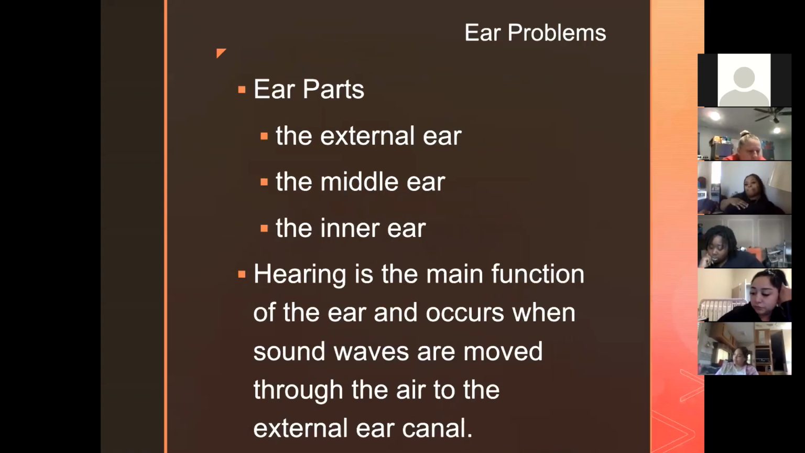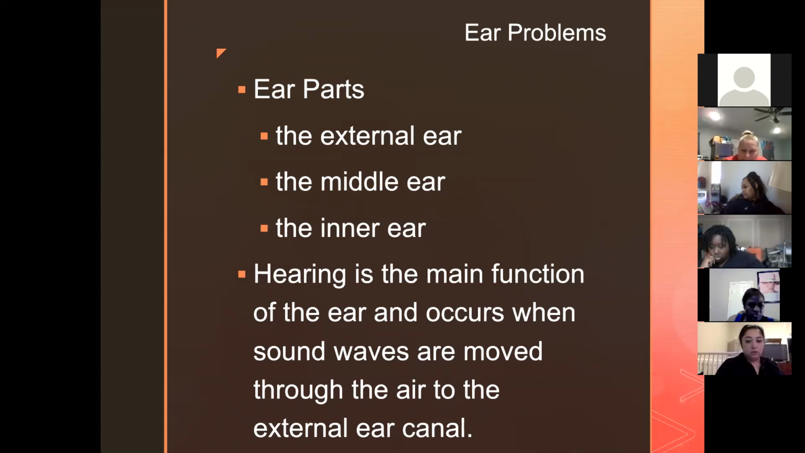Alrighty. So let's go ahead and start with the ear. You know your ear parts: your external ear, your middle ear, your inner ear. And you guys have covered hearing in A&P, I'm assuming. I should hope so. Good. So we know hearing is the main function of the ear, and it happens when sound waves are moved through the air, through the ear canal. So that's how you hear.